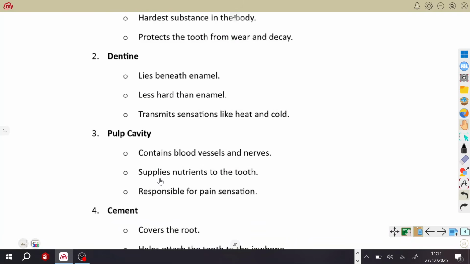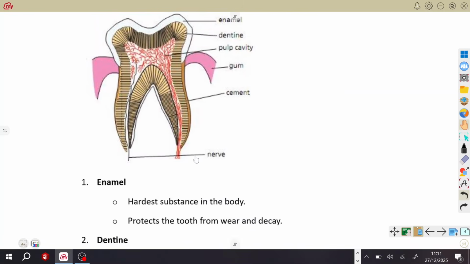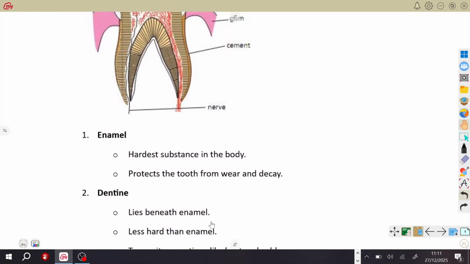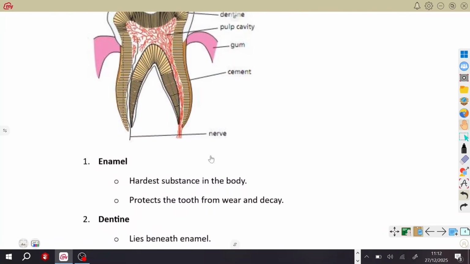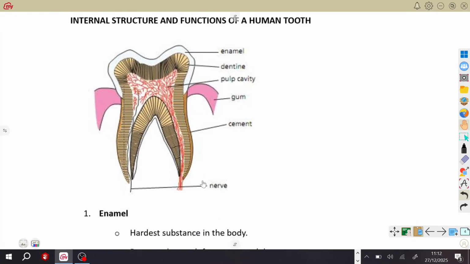Then the function: it supplies nutrients to the tooth. So this ensures that the pulp cavity is supplying nutrients to the tooth itself altogether. Then the other function is that it is responsible for pain sensation. So any pain that we can feel around the teeth, we are able to feel it because of the nerves that are inside the pulp cavity.